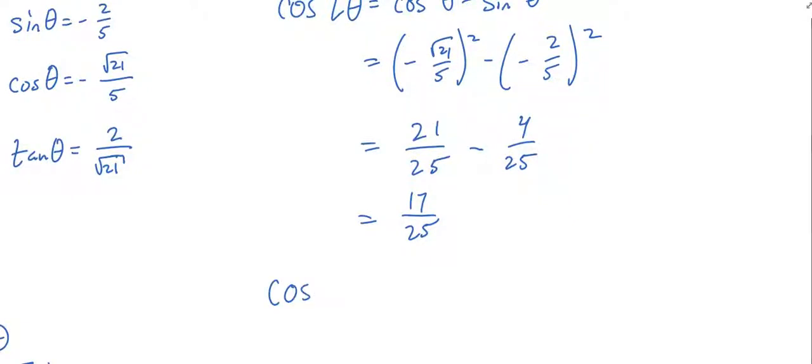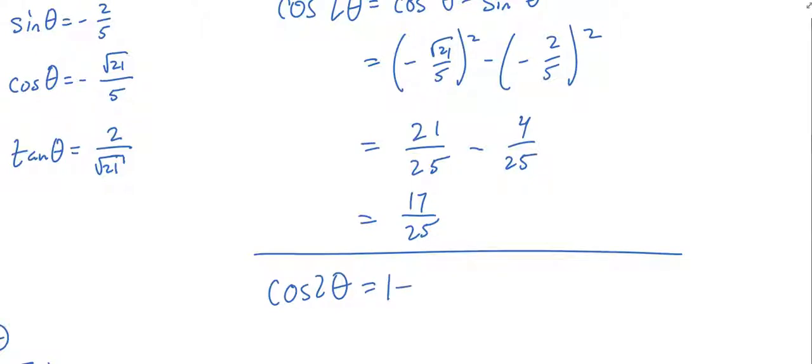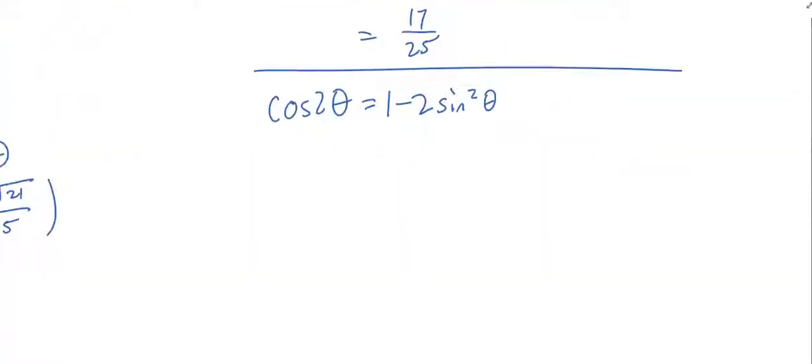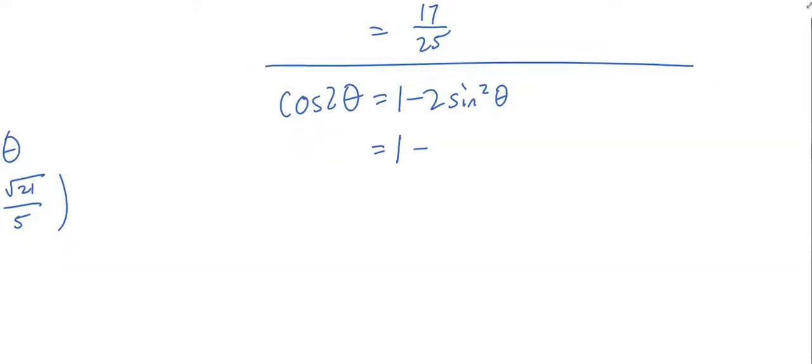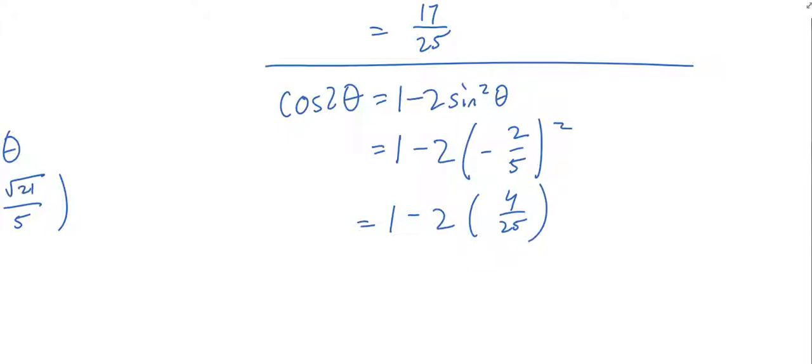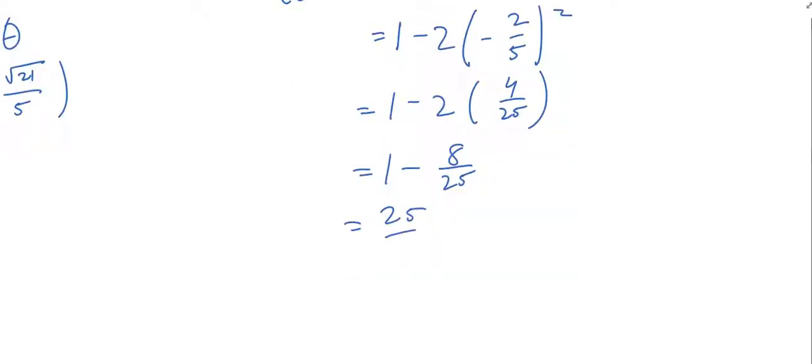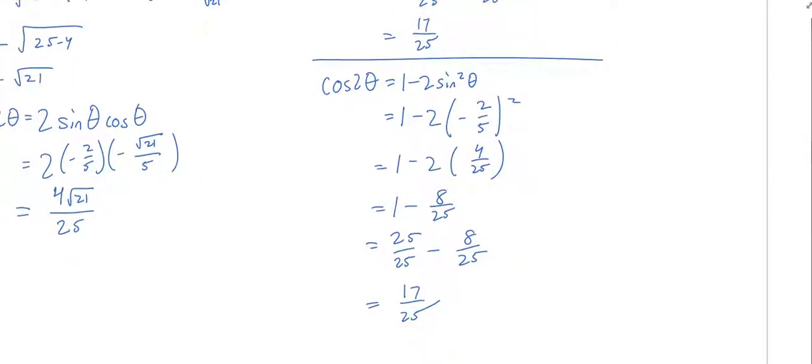What if I chose to use one of the other ones for cos 2 theta? What if I used 1 minus 2 sine squared theta? You can write this down or not. I'm going to do it quickly. That would be equal to 1 minus 2 sine squared theta, which was the one we were given. Negative 2 over 5 all squared, which is 1 minus 2 times 4 over 25, which is 1 minus 8 over 25, which is 25 over 25 minus 8 over 25. 25 minus 8? 17 over 25. Same thing. I hope so. There you go. If you have tons of extra time on a test, that's how you could check your answer. You could do it all three ways.